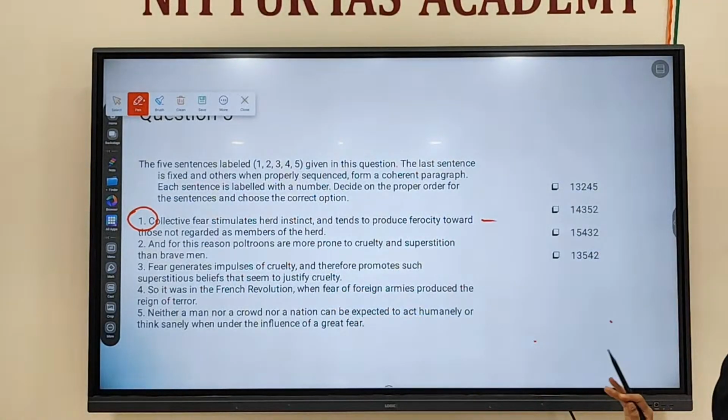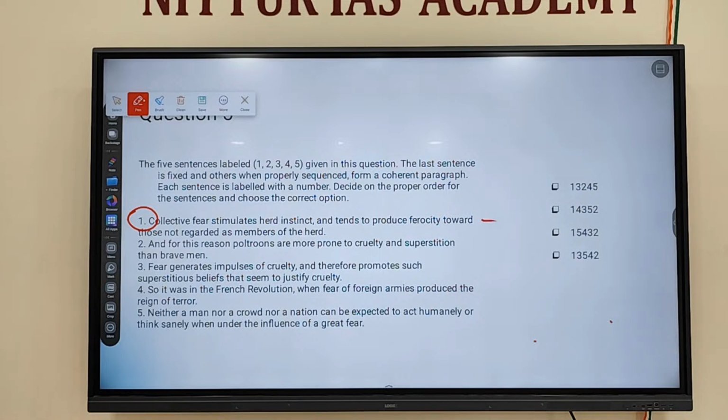Okay. Collective fear stimulates herd instinct. Produce ferocity towards. Okay. 1, 3. Fear generates impulses of cruelty. Okay. 1, 3, and then 4. So it was in the French Revolution, and for this reason, 4, 5. Neither the man nor a crowd, and for this reason. Okay, makes sense. I read in the order.